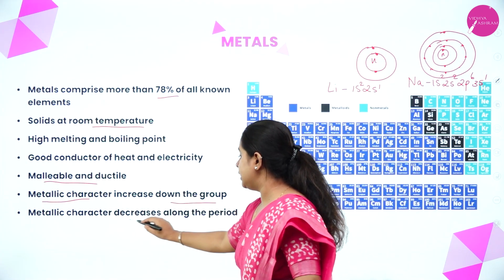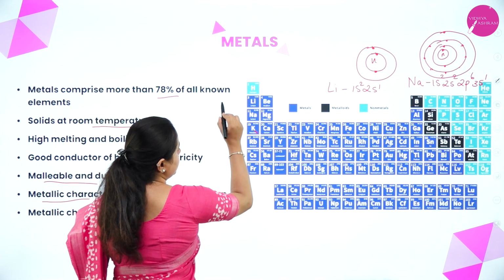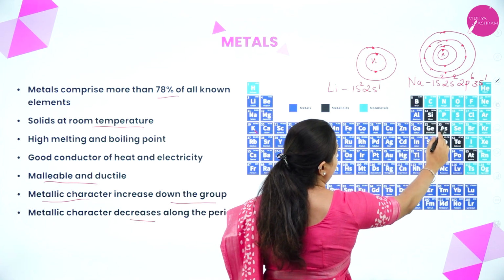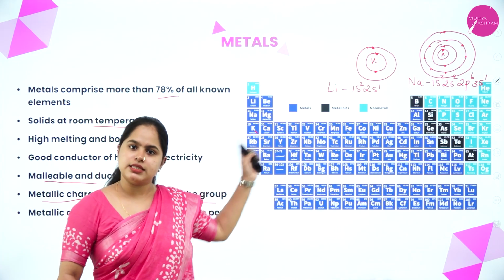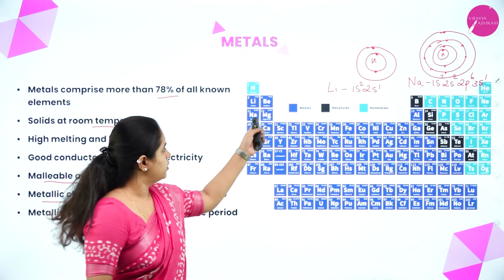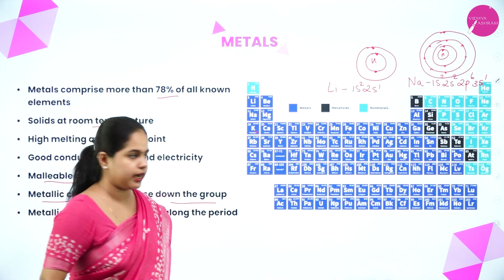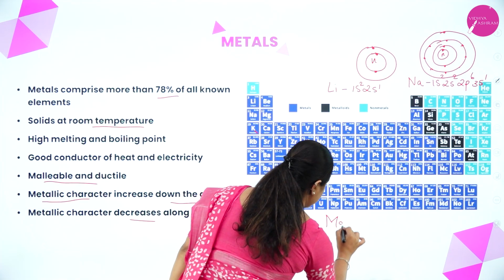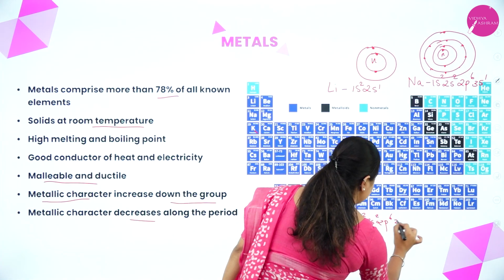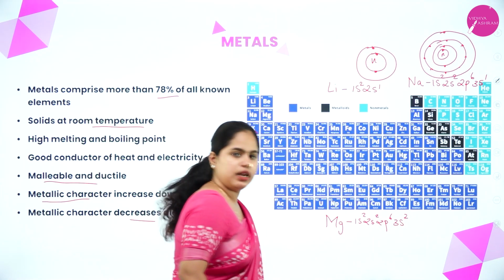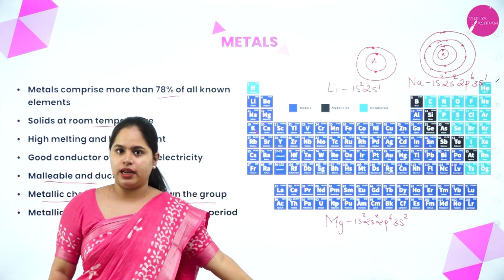Now metallic character decreases along the period. Yes, so let's consider this period, that is sodium, magnesium, aluminum, silicon, phosphorus, sulfur, chlorine, argon. So when we are moving along the period, what is happening? Is the shell number increasing? No, right? What is the electronic configuration of sodium? It is 1s2, 2s2, 2p6, 3s1. For magnesium, what is it? 1s2, 2s2, 2p6, 3s2, right? Yes, so the electron is added on to the same shell, right?